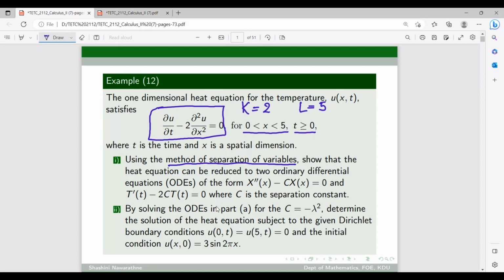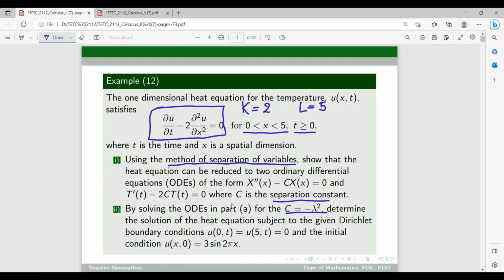Then, two ordinary differential equations by using the separation constant C, capital C. All those things are under this method of separation of variables. And then the next part. Let's move to the second part. By solving the ordinary differential equations in part A, for this separation constant C equal to minus lambda squared, determine the solution to the heat equation subject to the given boundary conditions and the initial condition.